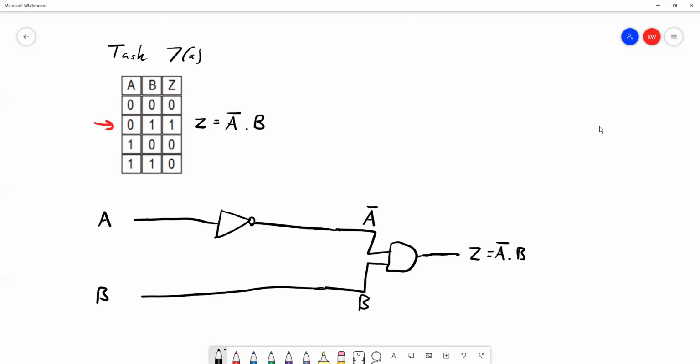B comes straight from the supply. The not A and the B go into an AND gate together, giving us not A dot B, which is what we identified from our truth table to begin with. And that completes task 7, part A.